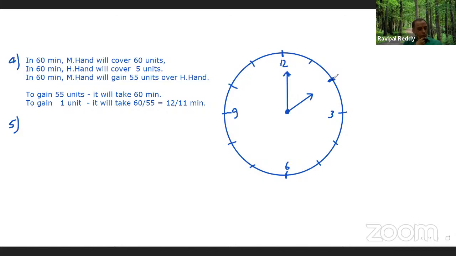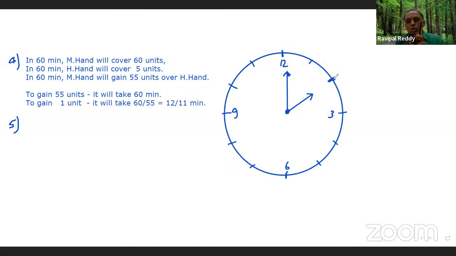Only once, very good. Only once is the right answer, only one time, because the present time is 2 o'clock. Exactly 2 o'clock, with the hour hand at 2 and the minute hand at 12. After some time, these two hands will coincide.